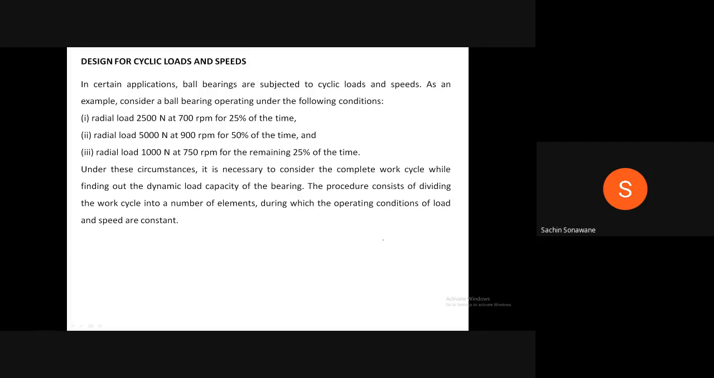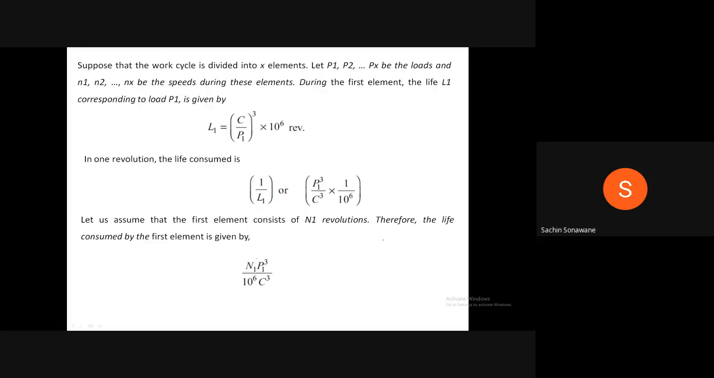Therefore, suppose that the work cycle is divided into x elements. Let P1, P2, ..., Px be the loads and n1, n2, ..., nx be the speeds during these elements. During the first element, the life L1 corresponding to load P1 is given by L1 is equal to (C upon P1) raised to 3 into 10 raised to 6 revolutions.